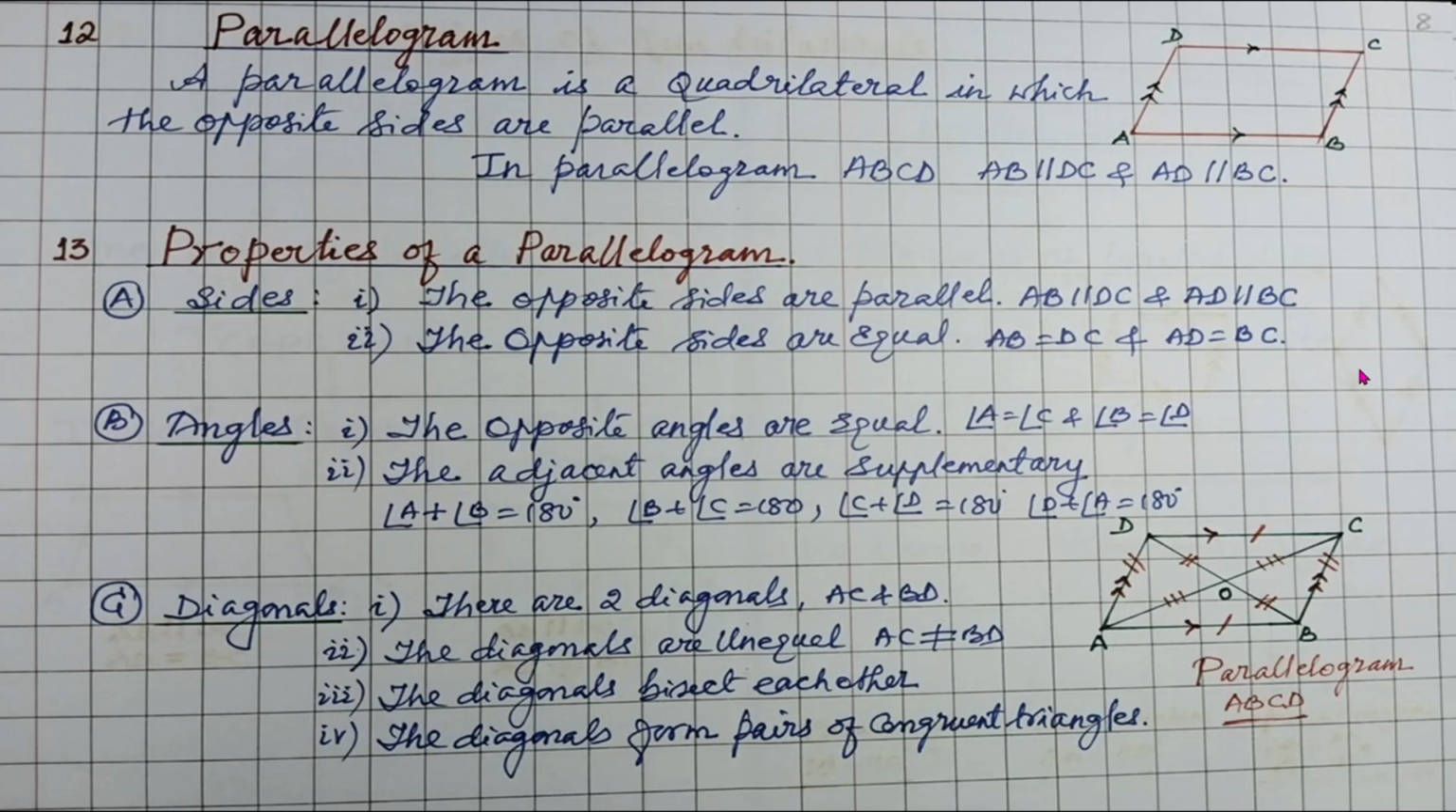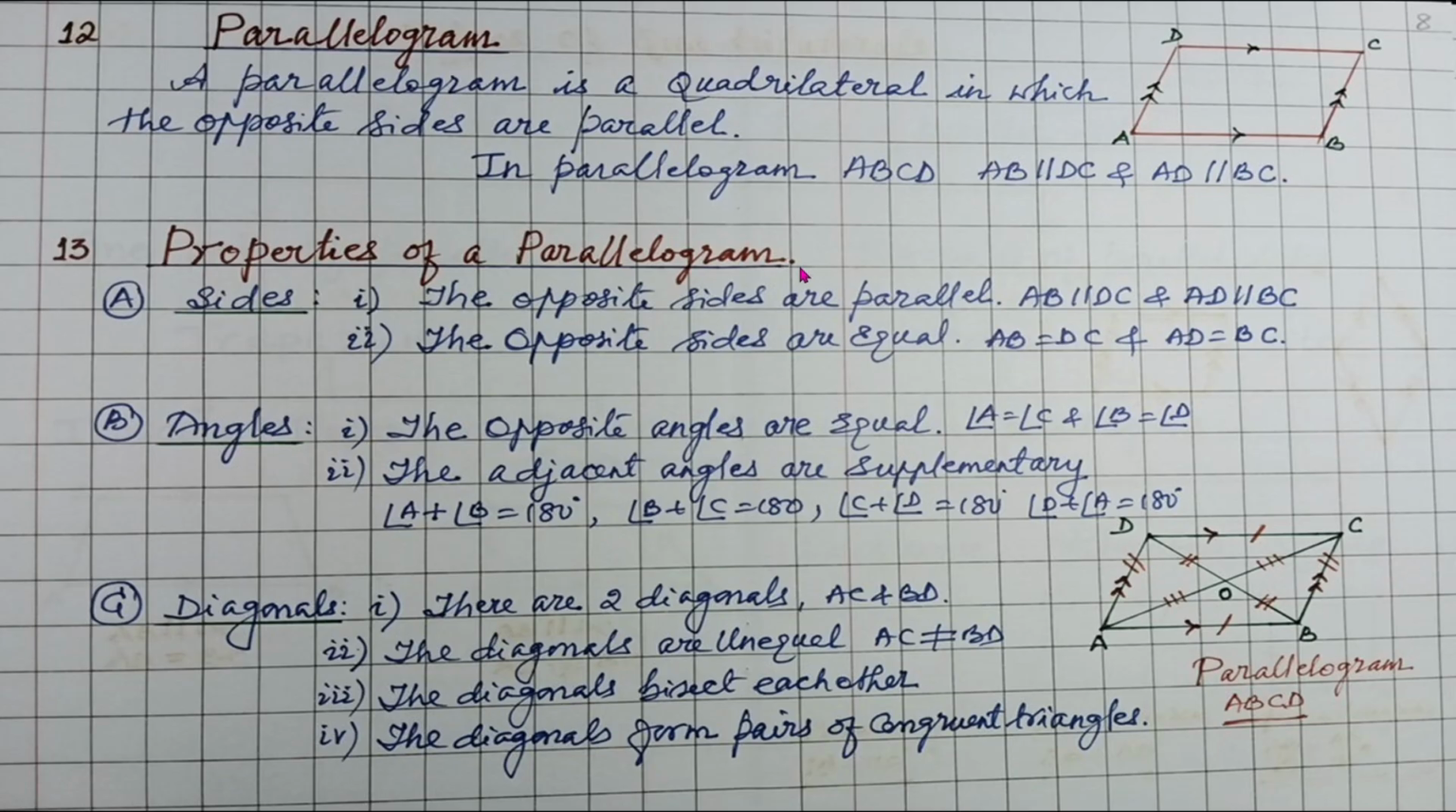Now let us understand as to what is a parallelogram. A parallelogram is a quadrilateral in which the opposite sides are parallel. In parallelogram ABCD, AB is parallel to DC and AD is parallel to BC. So therefore ABCD is a parallelogram. So it's very simple. In a quadrilateral, if opposite sides are parallel, then it is a parallelogram.